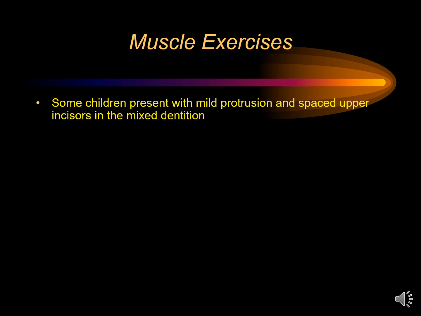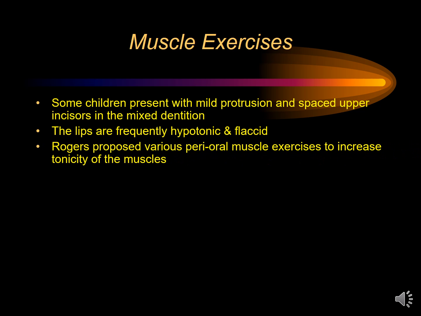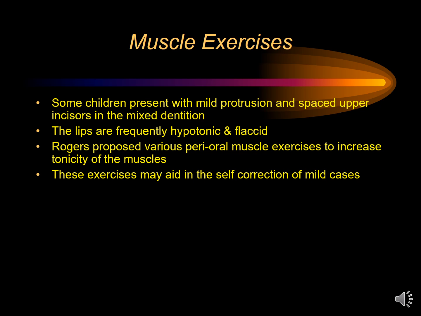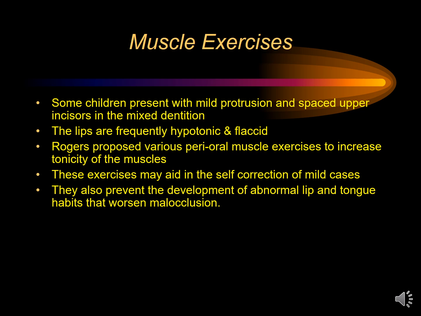Now, muscle exercises. Some children present with mild protrusion and spacing of the upper incisors in the early mixed dentition stage, and usually the lips are frequently hypotonic and flaccid. Rogers proposed various perioral muscle exercises to increase the tonicity of the muscles. These exercises may aid in the self-correction of mild cases, and they also prevent the development of abnormal lip and tongue habits that worsen malocclusion.